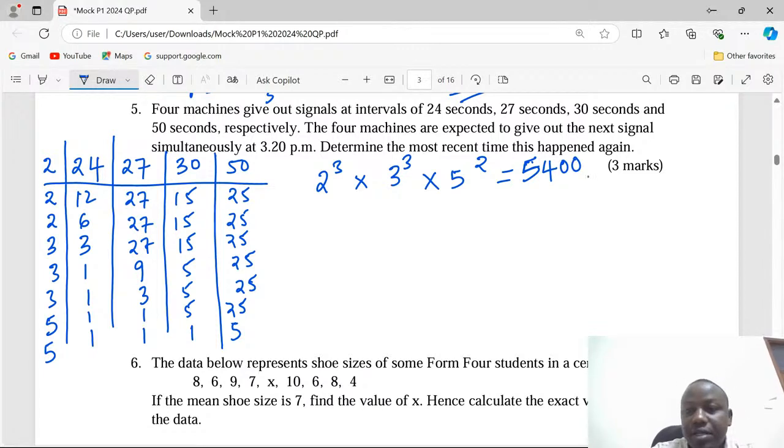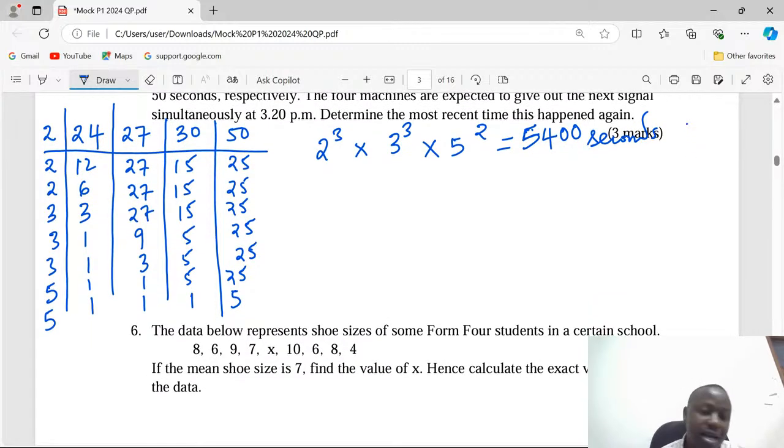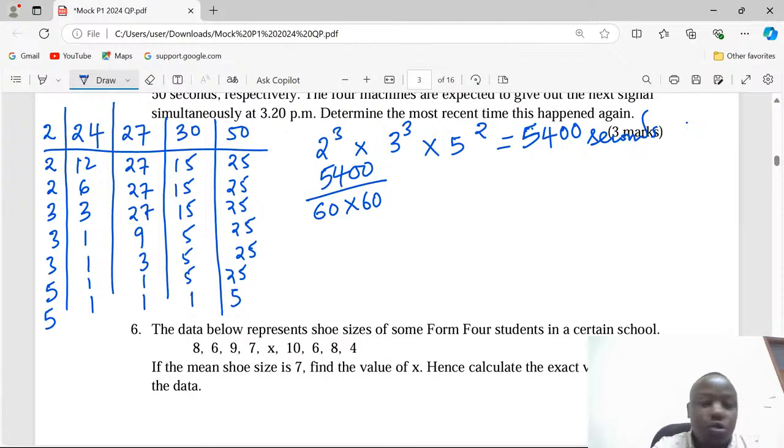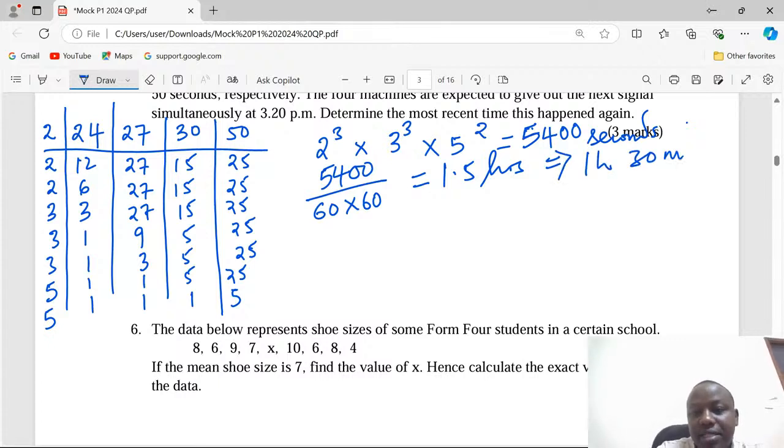5400 seconds. So that's the time they take to ring together. This can be converted into hours. Therefore, 5400 can be divided by 60 to get minutes. But because the minutes will be greater than an hour, we can divide by 3600 so that we get hours, and I'm getting 1.5 hours, which translates to 1 hour 30 minutes.